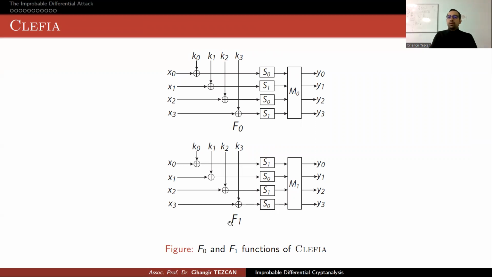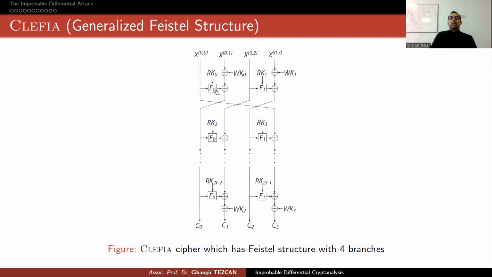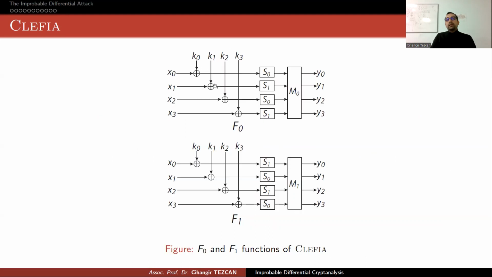So F0 and F1 are almost identical. The only difference is that instead of matrix M0 here, you have a different matrix M1. And the order of the S-boxes, instead of S0, S1, S0, S1, is S1, S0, S1, S0. And these matrices are given like this. So they're chosen in a good way. If we go back to the main picture, you have F0 and F1 here. They take a 32-bit input and produce a 32-bit output. Each consists of a round key XOR, 4 parallel S-boxes, then a matrix multiplication.